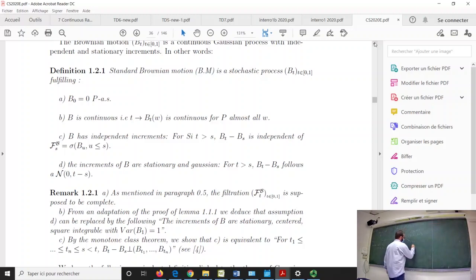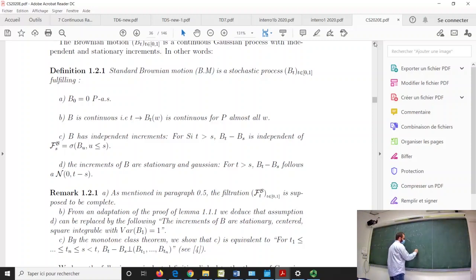So I am interested in the expectation of BT BS, and I want to prove that this is equal to S. So how to do it? Always make the increments appear. Always. You will see that when we compute conditional expectation relative to the Brownian motion, it's exactly the thing we are going to do again. Make increments appear because I know that the increments are independent. So it will be easy to compute.